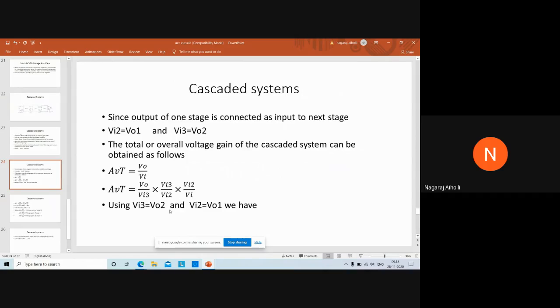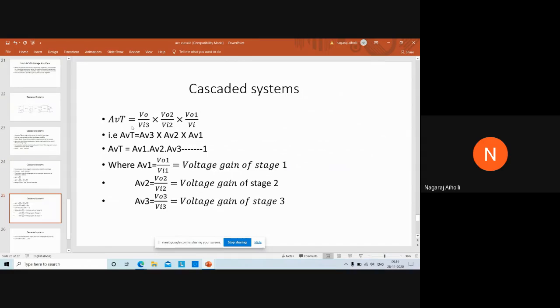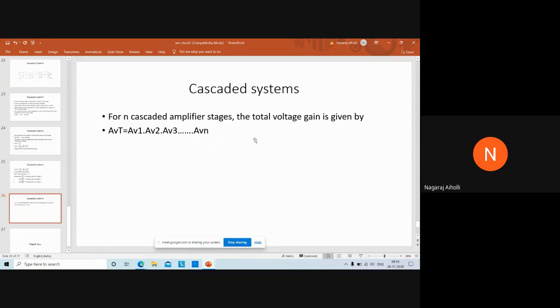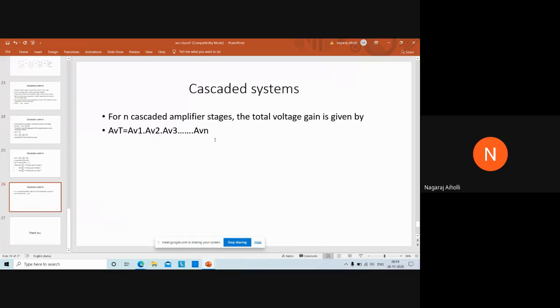Then Vi3 is equal to V02 and Vi2 is equal to V01. Express this in the form of this equation. In this equation, substitute. When we substitute here, we get the total voltage gain as V0 by Vi3 into V02 upon Vi2 into V01 upon Vi. For n cascade amplifier stages, the total voltage gain is given by AVT equal to AV1 into AV2 into AV3 and so on up till AVN. Right? This is about the cascaded system.